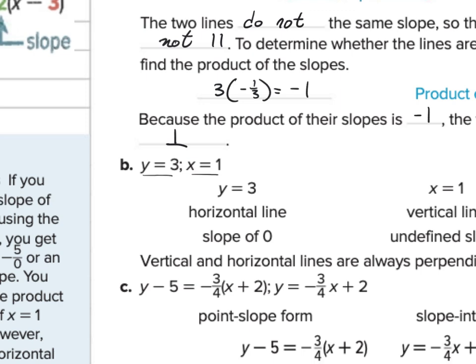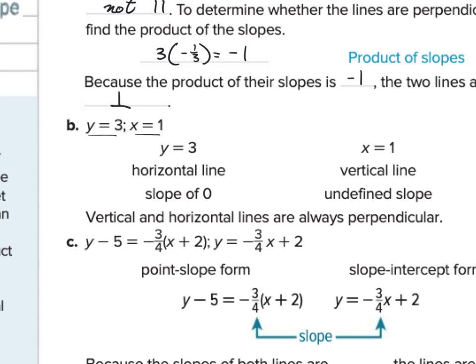In this next example, if you notice, this is going to be my horizontal line, and this is going to be my vertical line. We did say before that all horizontal and vertical lines are perpendicular, so we could simply say, hey, we know that horizontal lines and vertical lines are perpendicular. And they identified that this horizontal line has a slope of 0, and my vertical line has an undefined slope.